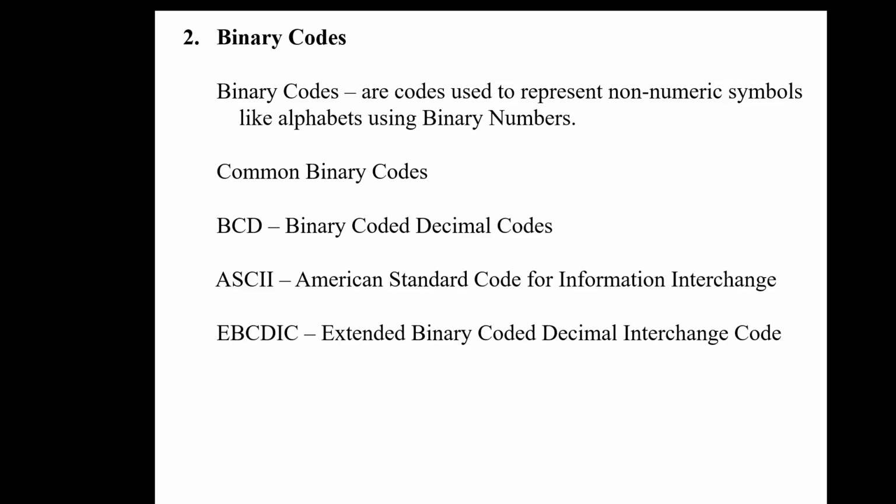Binary systems are used in computers, even in early computers like the IAS and EDVAC. Binary codes are used to represent non-numeric symbols like alphabets and numbers. The common binary codes were BCD, which was used in early IBM computers, and EBCDIC, or Extended Binary Coded Decimal Interchange Code. In modern computers, characters are represented using ASCII, which stands for American Standard Code for Information Interchange.